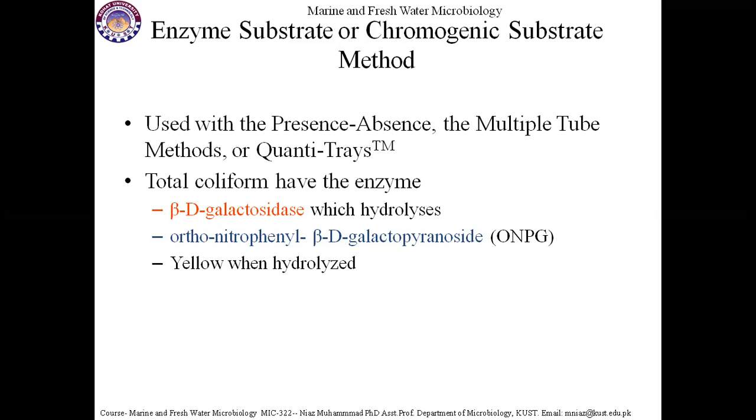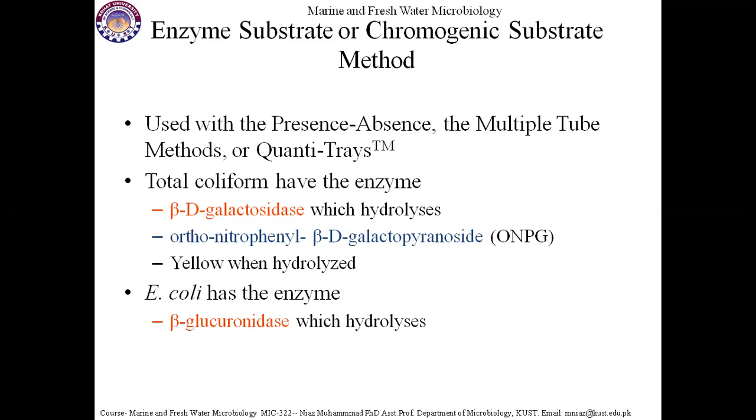So if coliform are present there, they will produce the beta-D-galactosidase enzyme. If the enzyme is produced by coliform, it will hydrolyze ONPG and the color of the medium will be yellow when hydrolyzed. If coliform are not present, there is no production of beta-galactosidase, there will be no hydrolysis of the ONPG, and there will be no change of color.